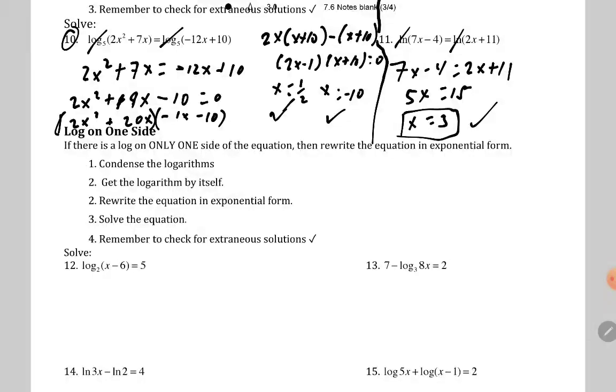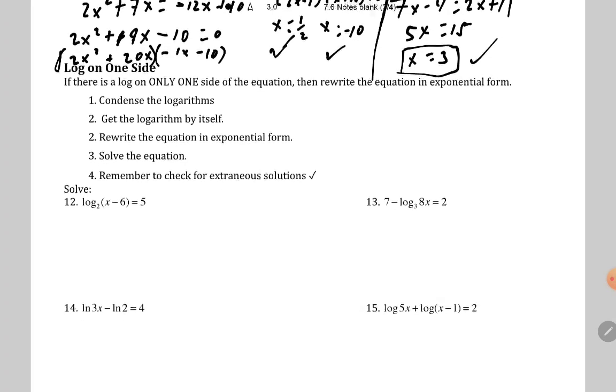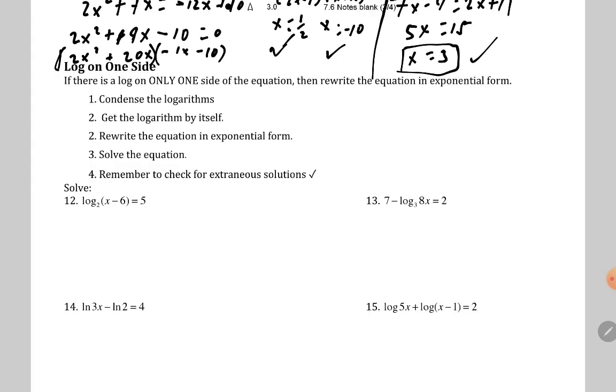What happens if there's only a log on one side? You condense the logarithm as much as you can. Get the logarithm by itself. Rewrite the equation in exponential form. Solve the equation. And then I'm going to check for extraneous solutions.